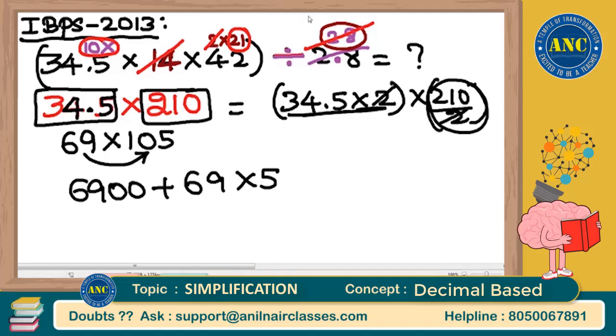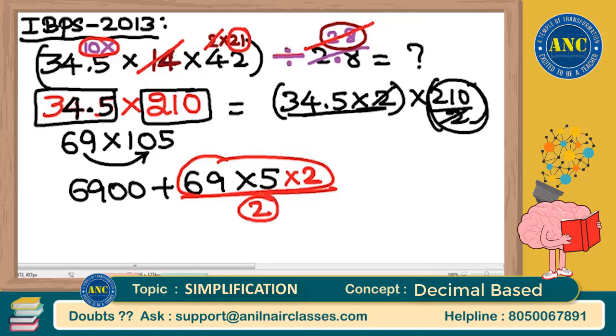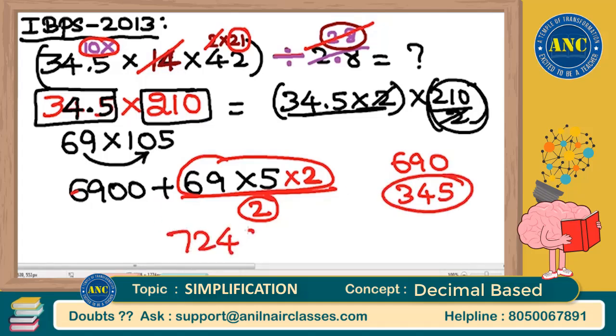Again, I told you that don't multiply by 5, multiply by 10. So it becomes multiply by 2, multiply by 2, right? You need not write multiply by 2, multiply by 2 always. Directly say it as 690 divided by 2, right? That is how fast you should be. 690 divided by 2 is 345. Finally, 345 plus 6900 is 7245.